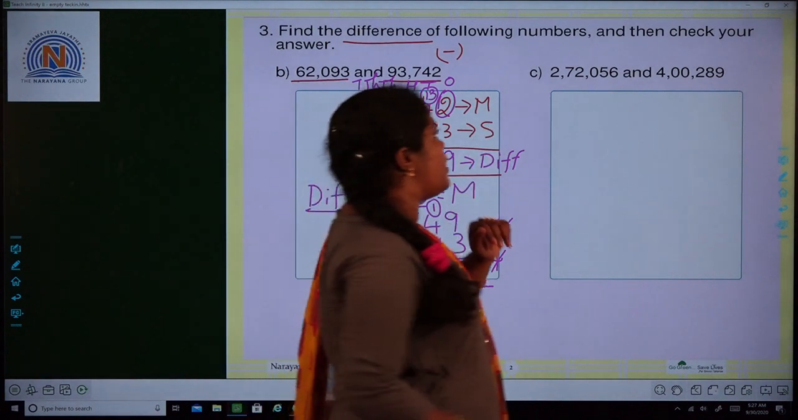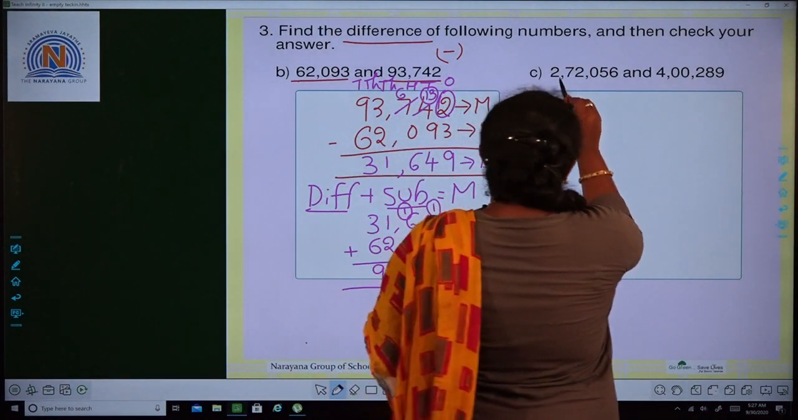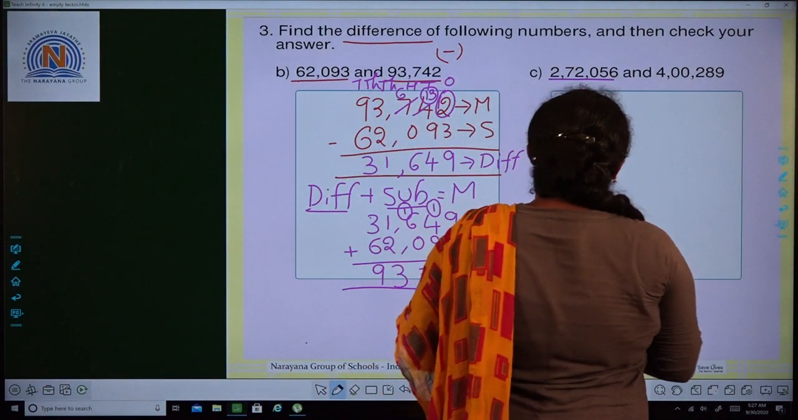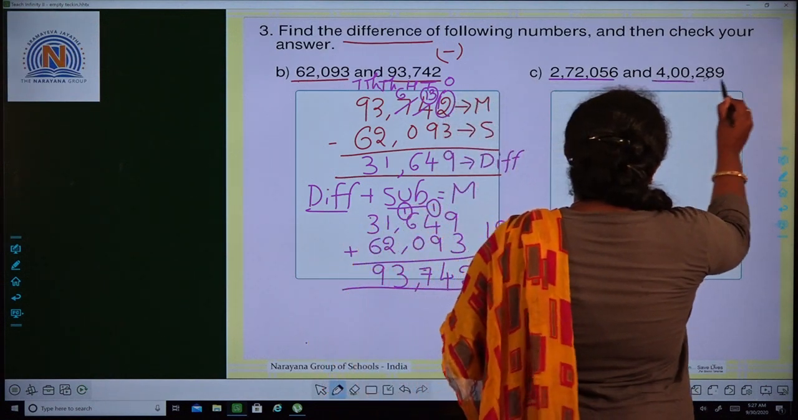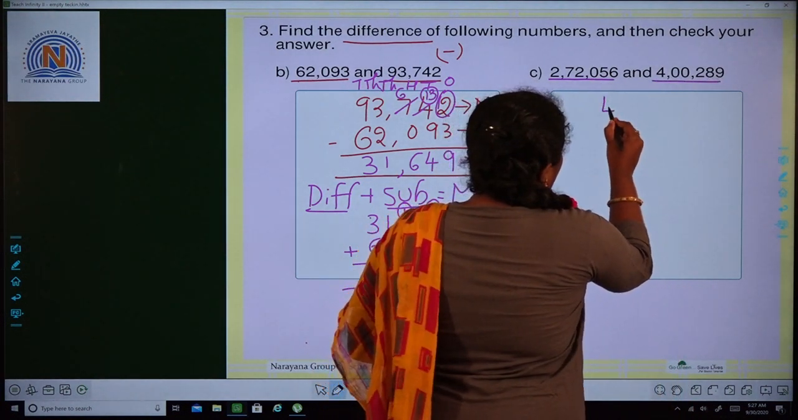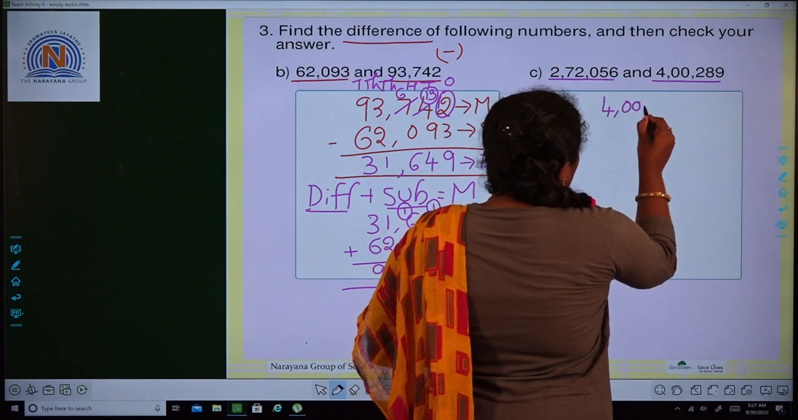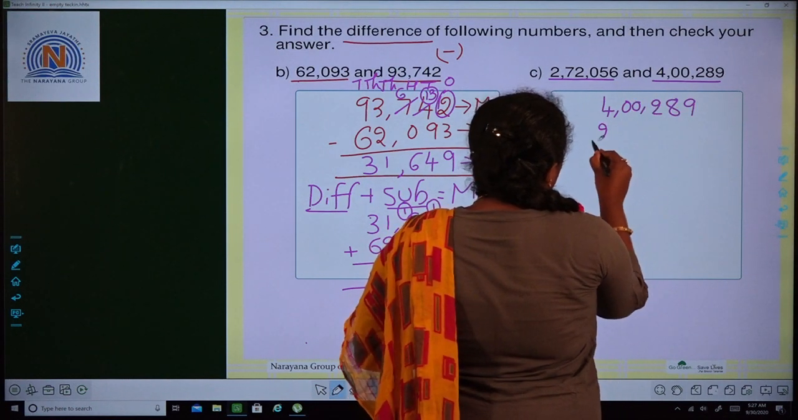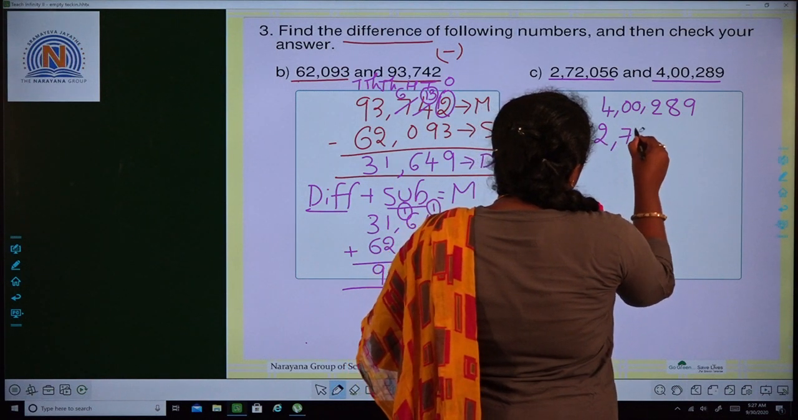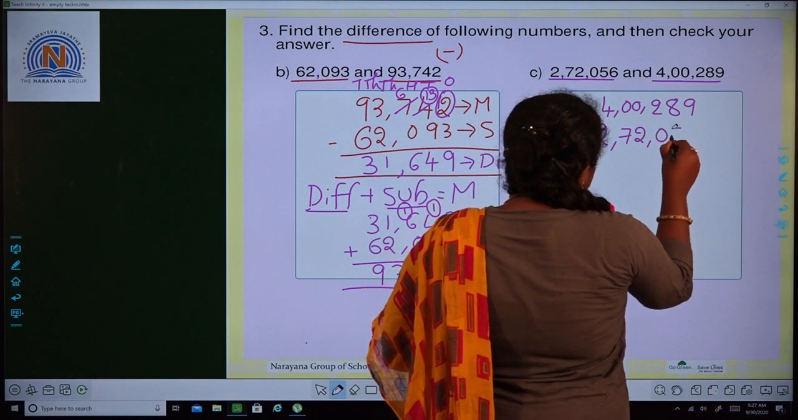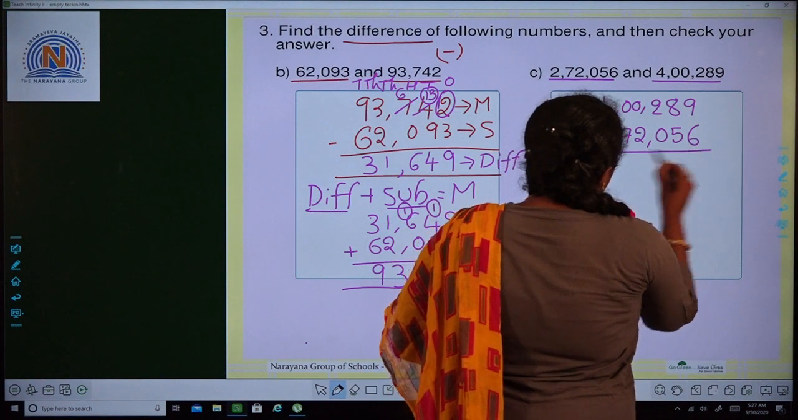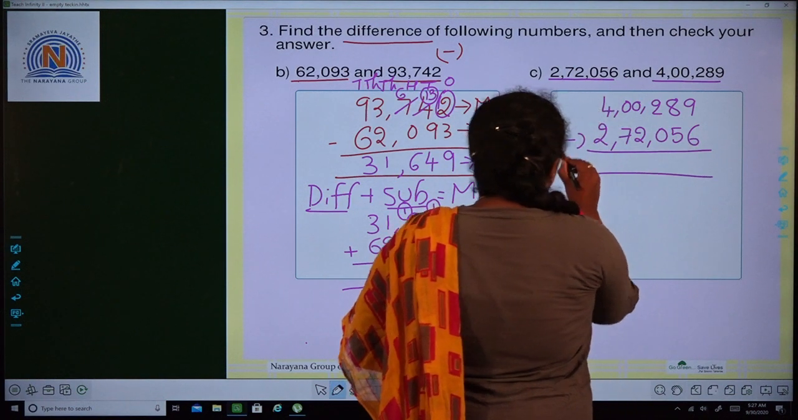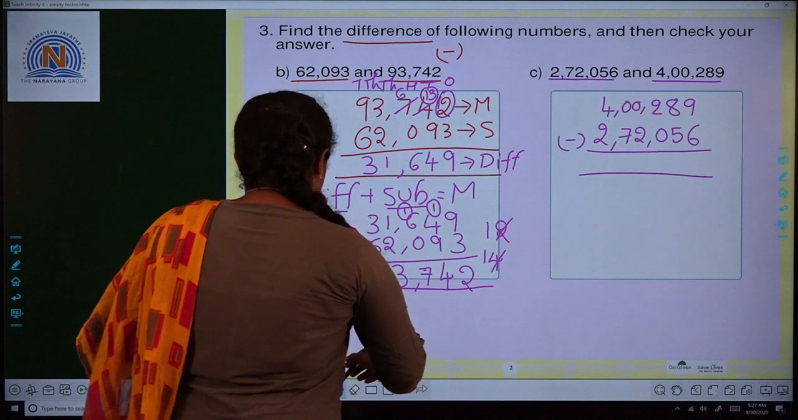Next, moving on to the C bit. They have given 2,72,056 and 4,289. 4,289 is the minuend and 2,72,056 is the subtrahend. We have to find the difference of the two numbers.